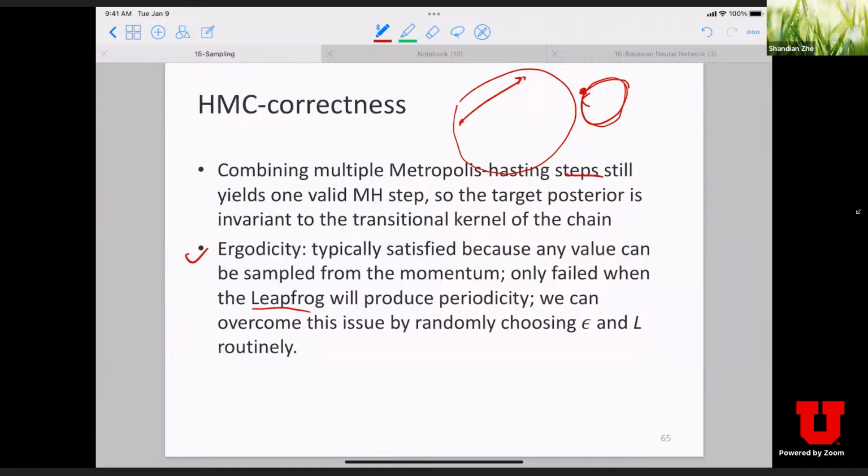And in general, if you happen to have that, you need to randomly adjust the step size and also the number of steps to overcome this. But again, this situation really only happens when you design a brand new Hamiltonian Monte Carlo algorithm. In most cases, for example, if you just use Gaussian and you don't have weird joint distributions, that won't happen.